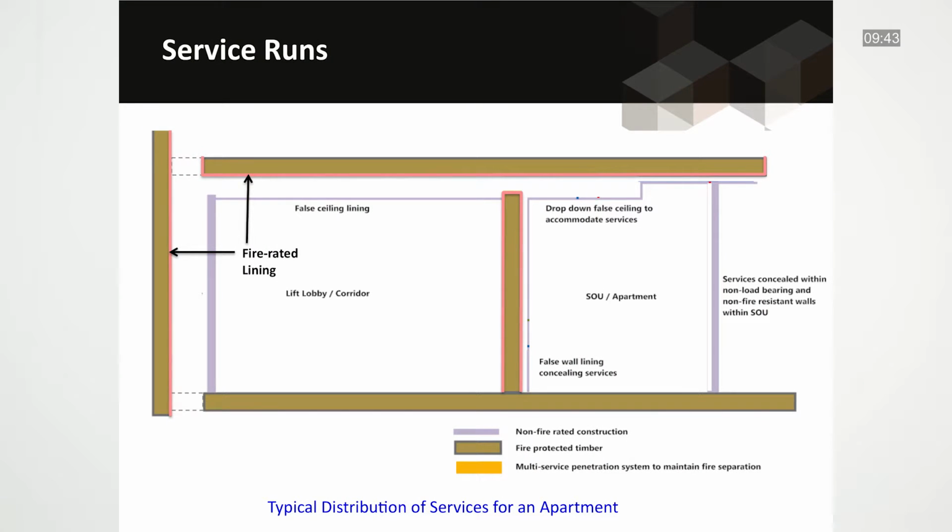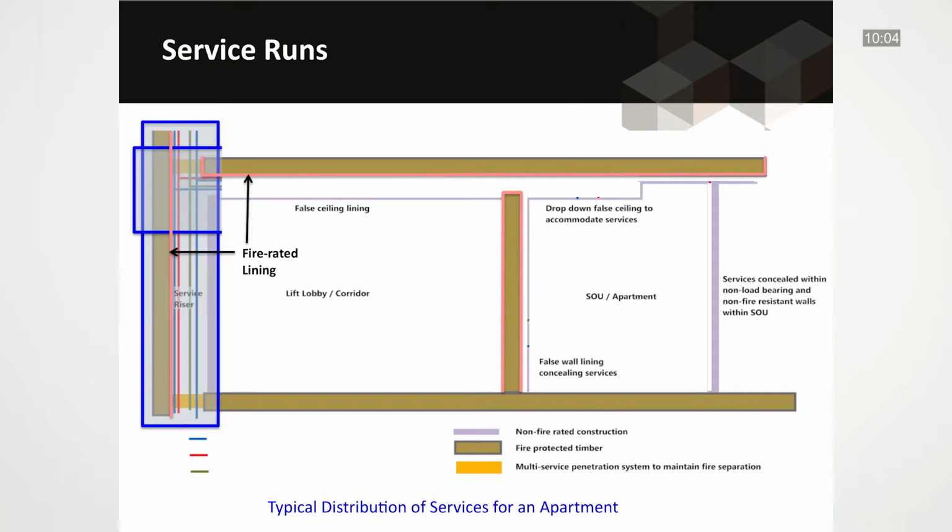This can be seen in this illustration of a lift lobby or corridor and an adjoining apartment or sole occupancy unit. It can be noted that the wall and floor elements are constructed of fire-protected timber, shown here as the brown elements, with pink borders representing the fire-rated lining. Some other non-fire-rated construction can also be seen, the grey walls and the grey false ceiling lining.